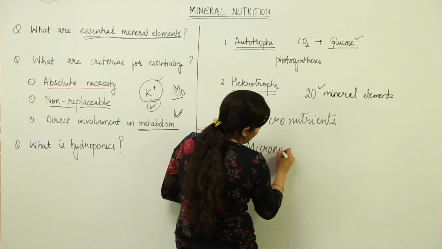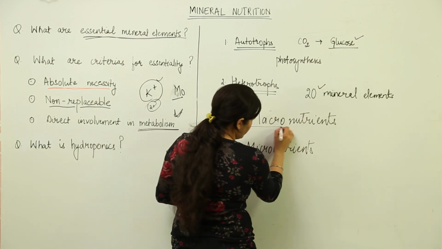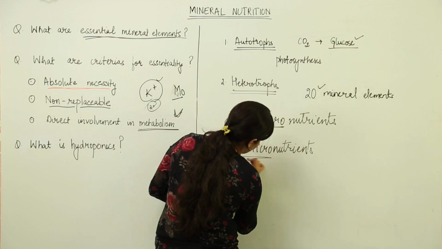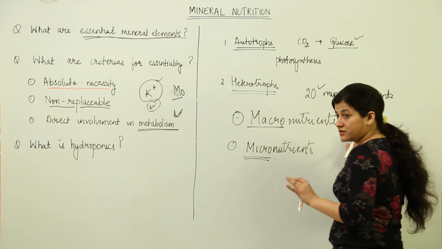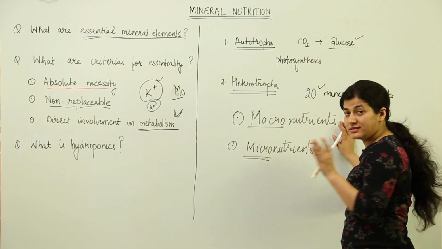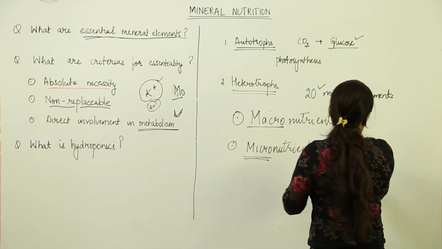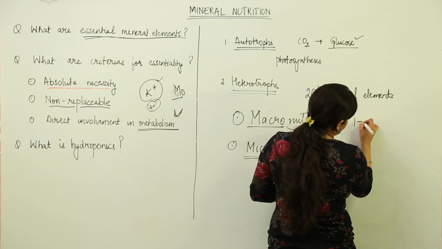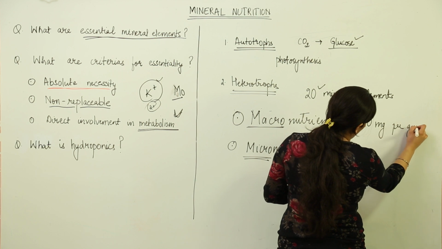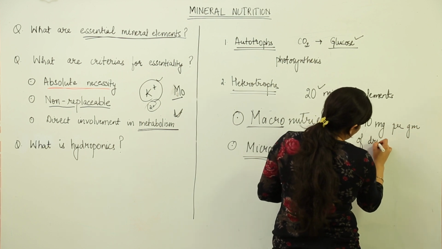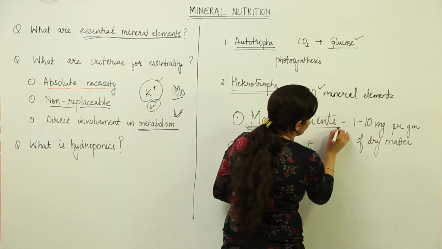As the name suggests, and from our knowledge of English, macro means something in great quantity and micro means something in small quantity. So those nutrients which would be required or which would be present, if I am saying required or present, it means the same thing. They would be required, they would be taken up, and ultimately they would be seen in dry weight. So if it is present in 1 to 10 milligram per gram of dry weight or dry matter, that particular element would be termed as a macronutrient.